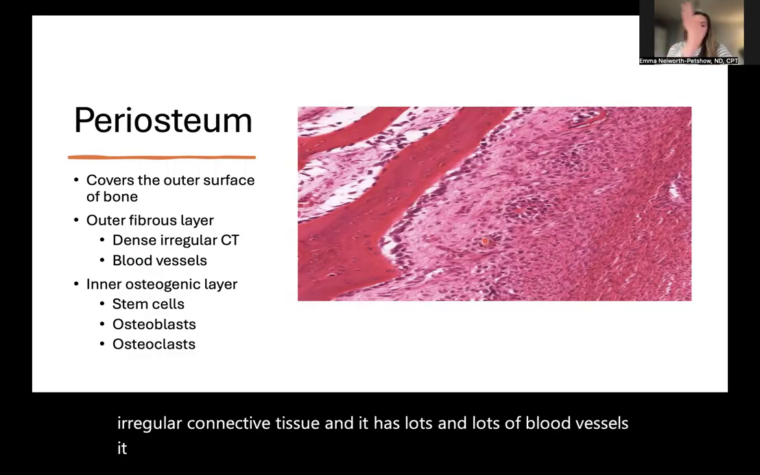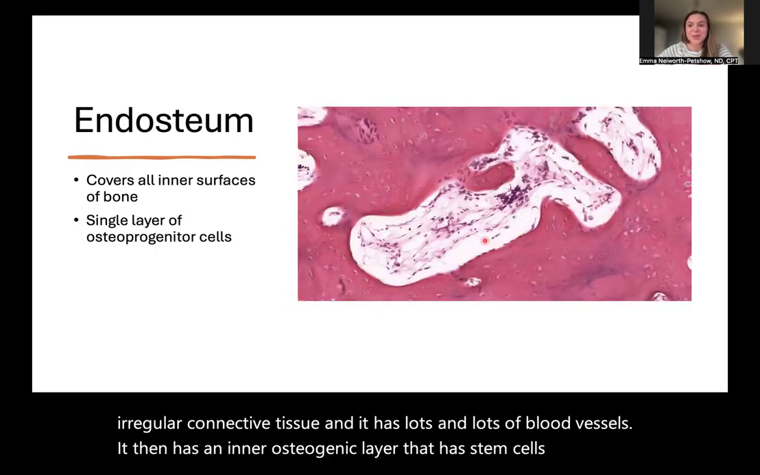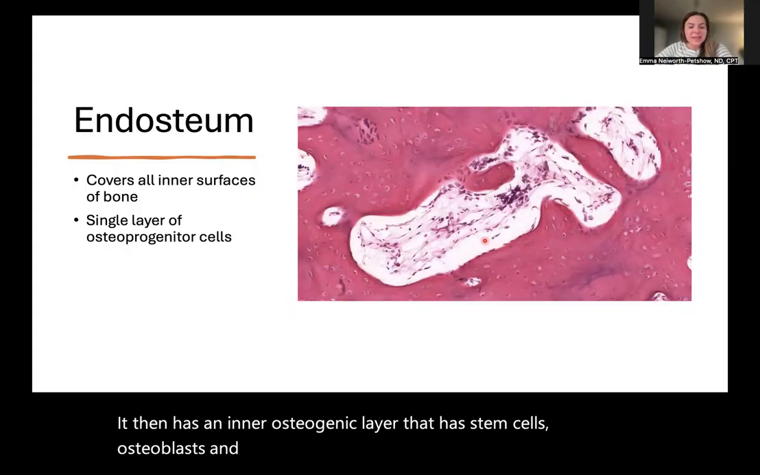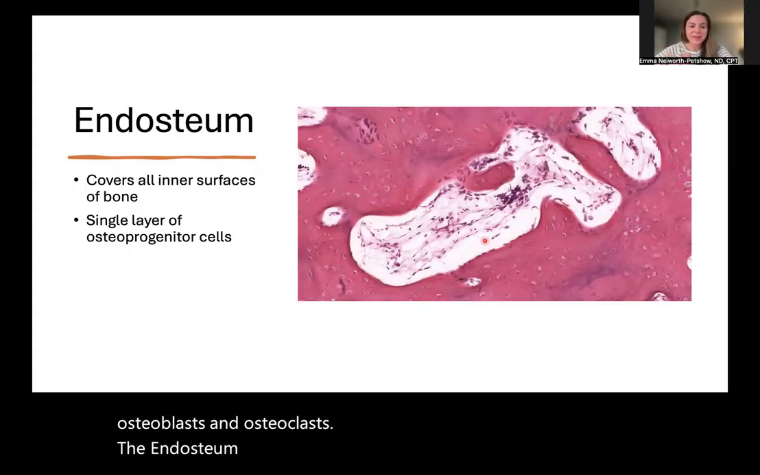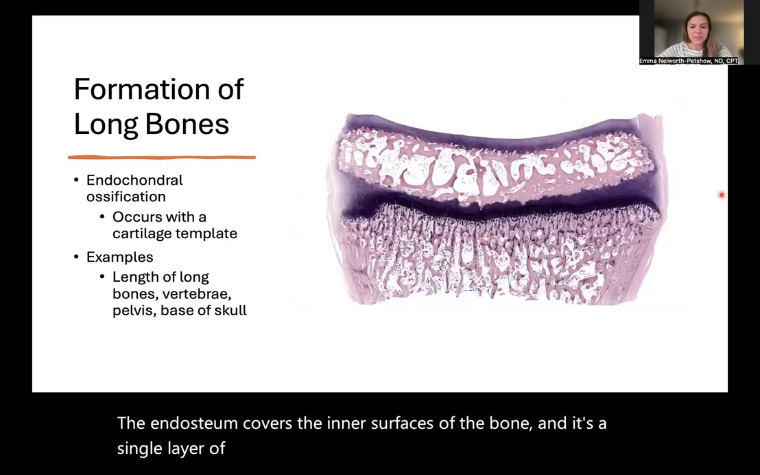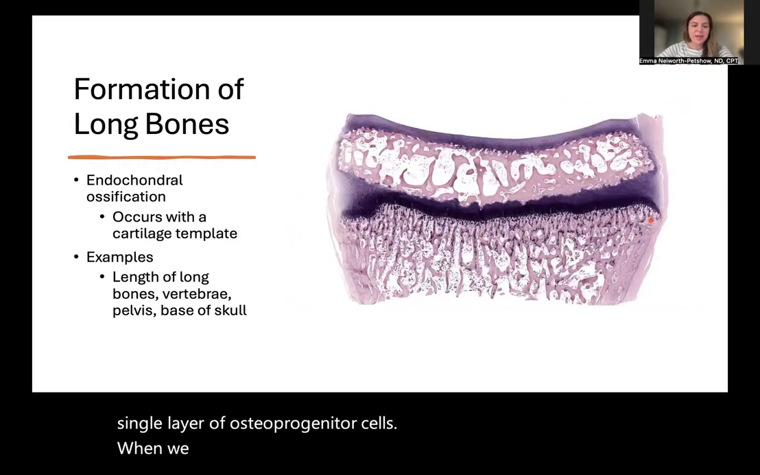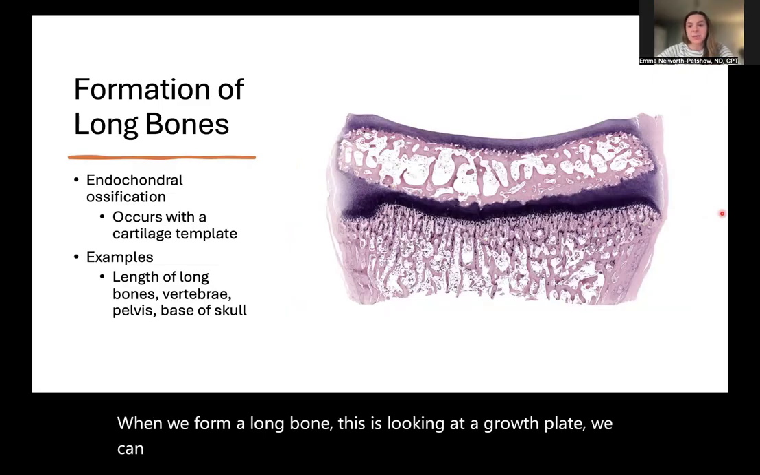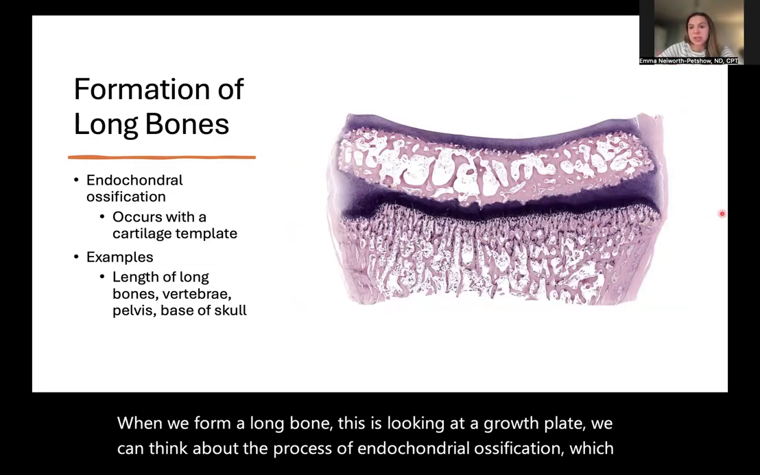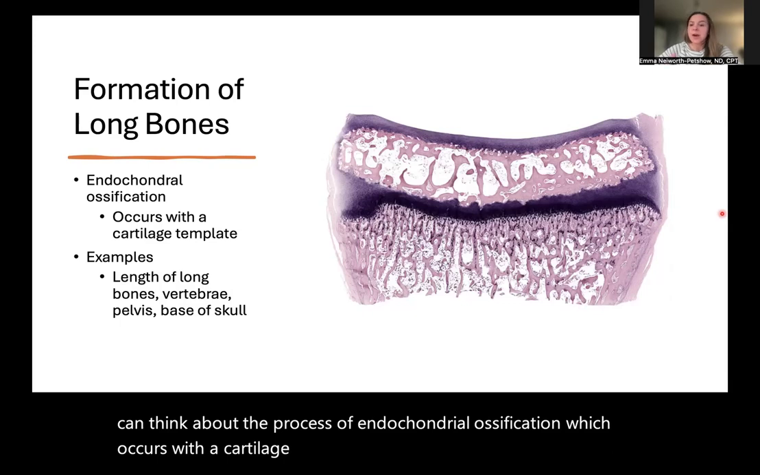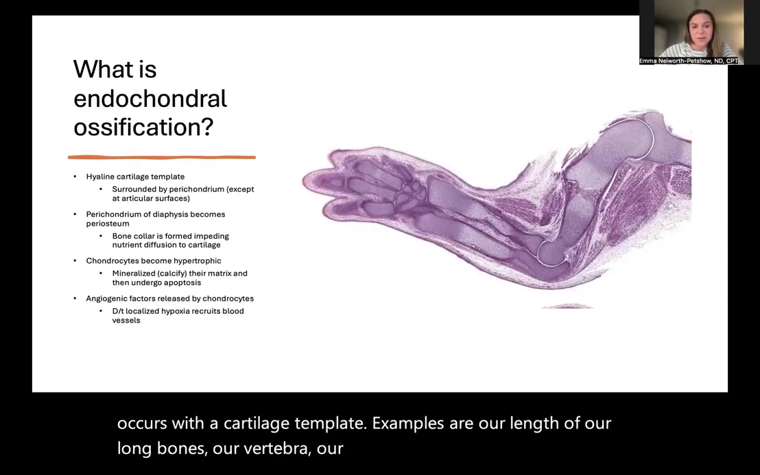It then has an inner osteogenic layer that has stem cells, osteoblasts, and osteoclasts. The endosteum covers the inner surfaces of the bone, and it's a single layer of osteoprogenitor cells. When we form a long bone, this is looking at a growth plate, we can think about the process of endochondral ossification, which occurs with a cartilage template. Examples are the length of our long bones, our vertebra, our pelvis, and even the base of our skull.